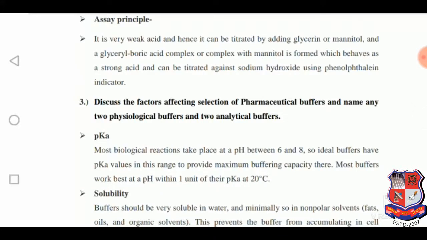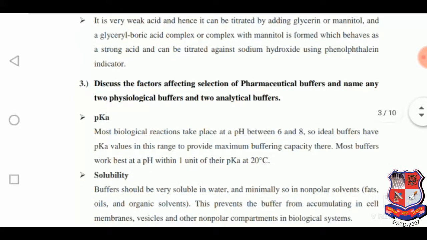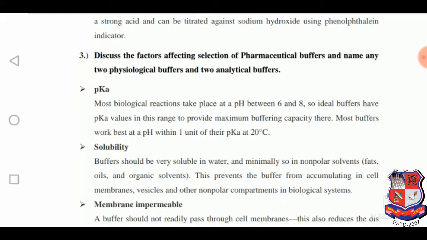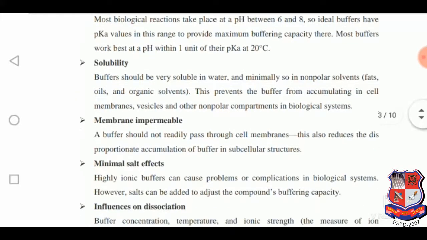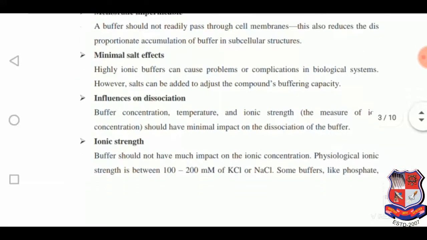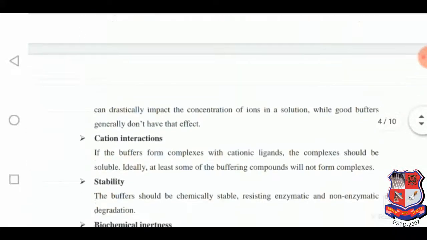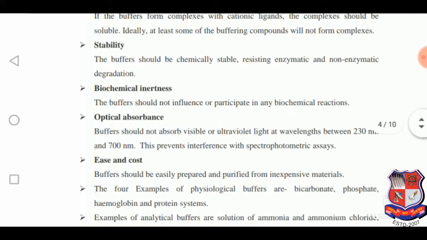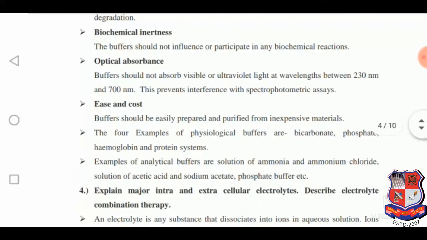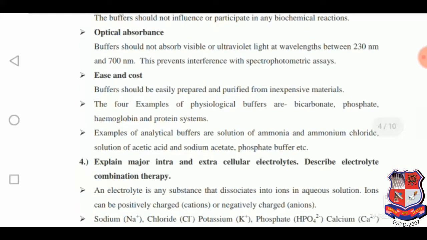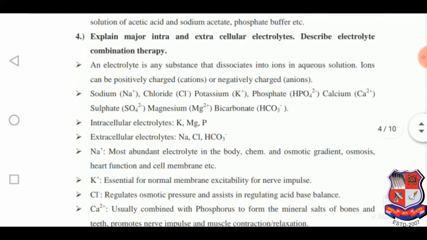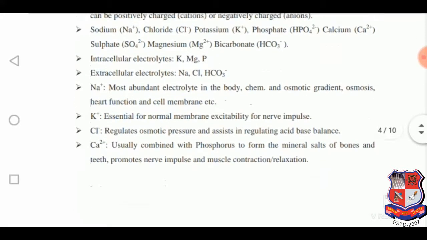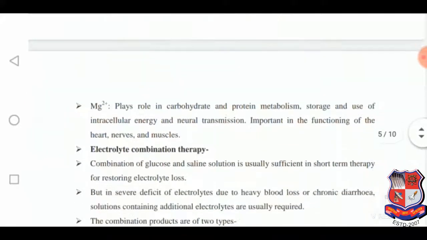Third question: discuss the factors affecting selection of pharmaceutical buffers and name any 2 physiological buffers and 2 analytical buffers. First we will consider several terms: pKa, solubility, membrane permeability, minimum salt effect, influence on dissociation, ionic strength, cation interaction, stability, biochemical inertness, optical absorbance, ease and cost. Next, explain the major intracellular and extracellular electrolytes and describe electrolyte combination therapy. These are the several important points included, along with the different cations and anions.